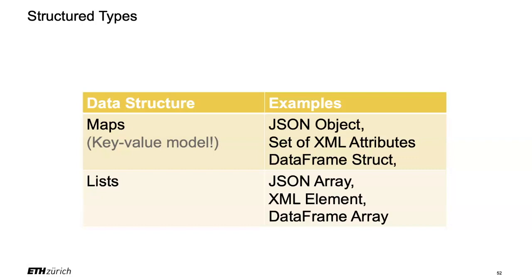Now, let's turn to structured types. Typically, in many systems, you have maps and you have lists. The maps is what we call the JSON objects, but you could also consider that a set of XML attributes in the same element could also be seen as a map, from attribute name to attribute value. Structs in data frames, we'll see data frames later, but structs are also maps. And then lists is like a JSON array. An XML element can be seen as a list as well. You can have nested elements and text and so on. It's ordered, so this is why it's a list. And a data frame array would also be a list.